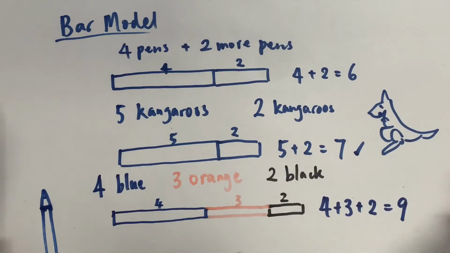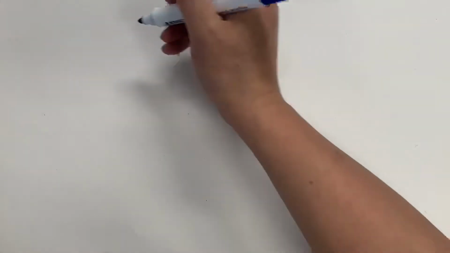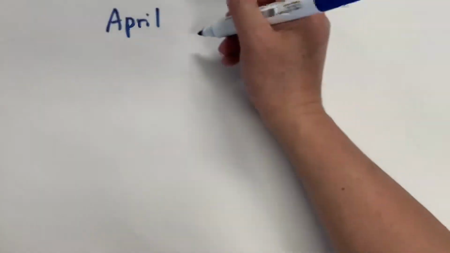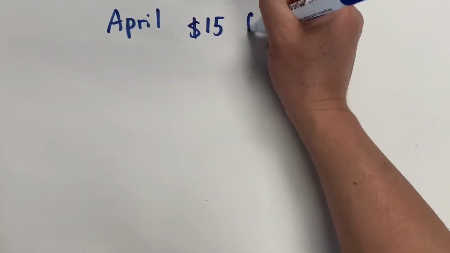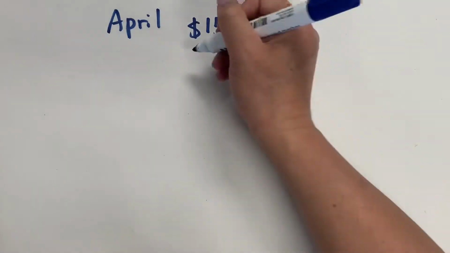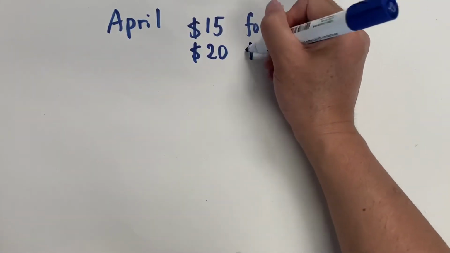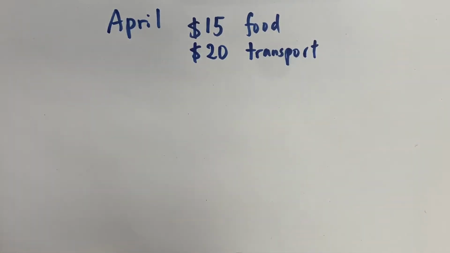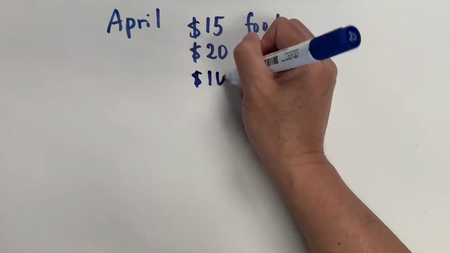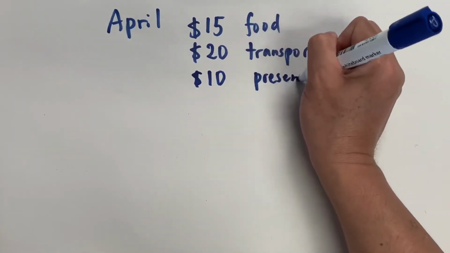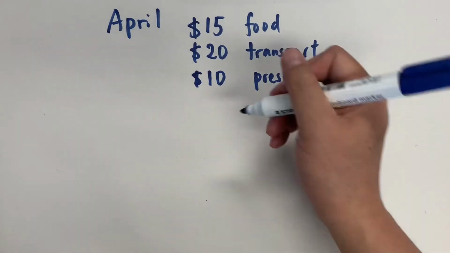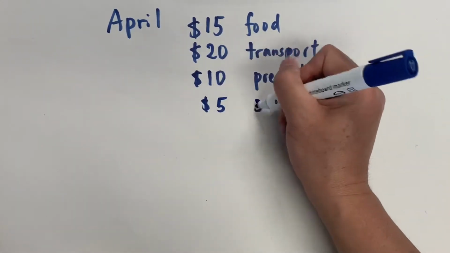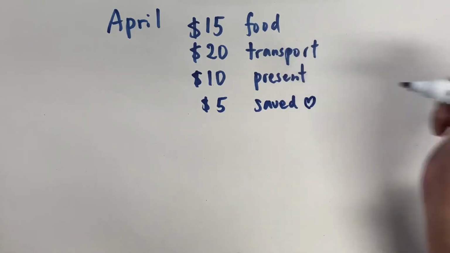I'm going to give you a slightly harder question. Let's say it's April. I have pocket money, and in April, I spent $15 on food. I spent $20 on transport. Maybe I used a bus to go somewhere. I spent $10 on a present. My friend had a birthday party, I guess. Then I saved $5. Right?